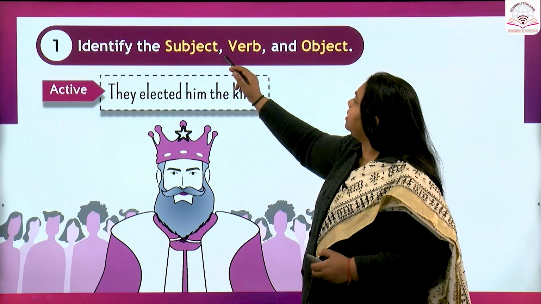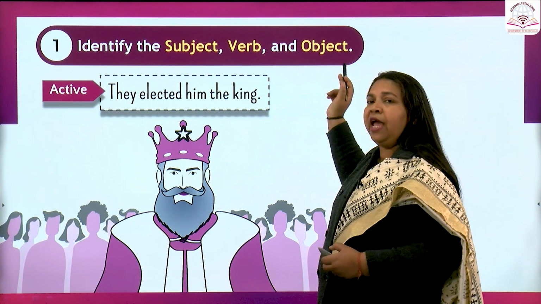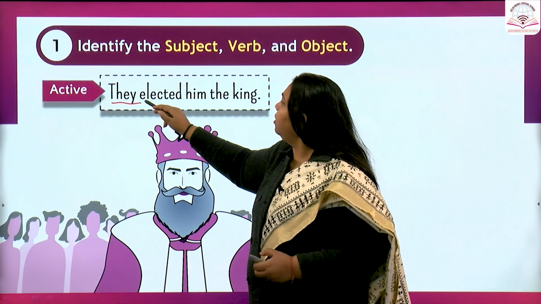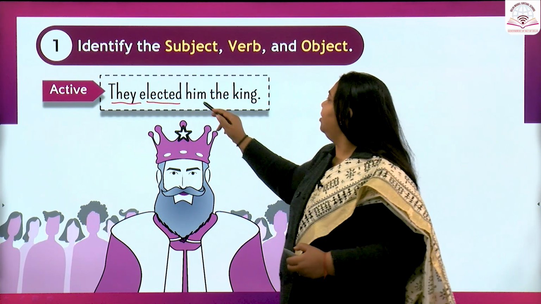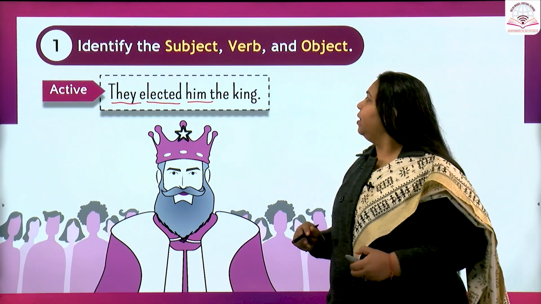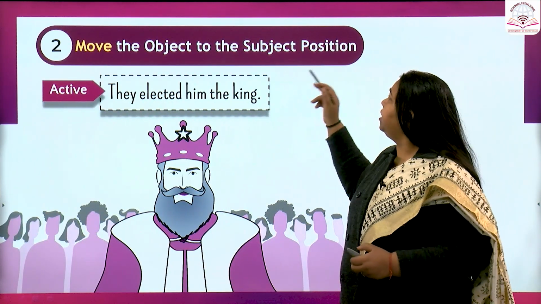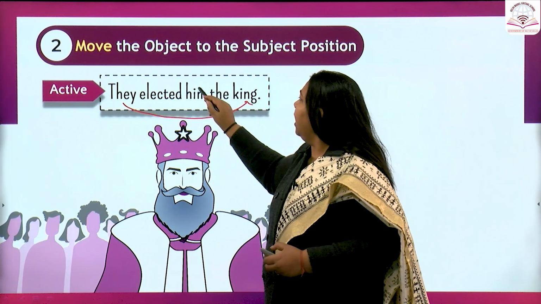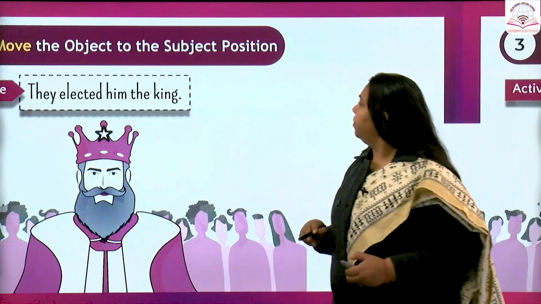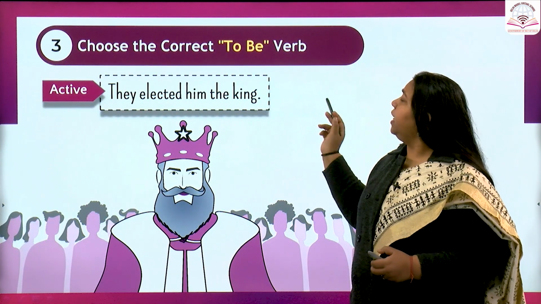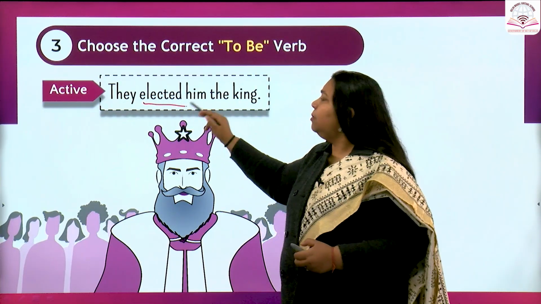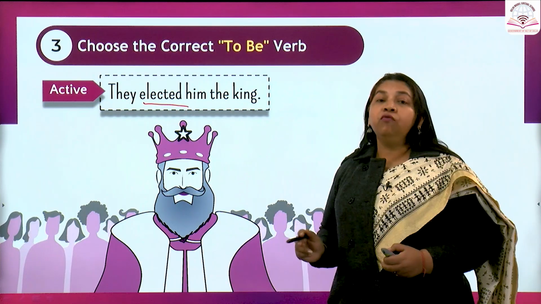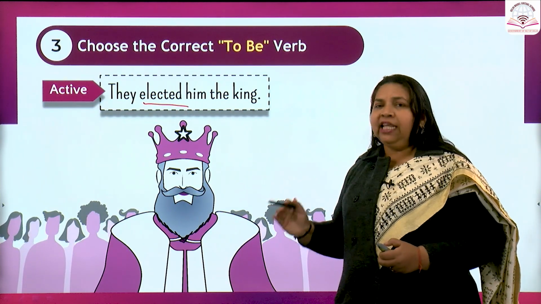So the first step is identify the subject, verb and object. Here the subject is they, and verb is elected, and the object is him. Now we have to move the object to the subject position. That is, they will come here and it will go there. Now choose the correct to be form. Now the verb is elected. So the to be form that will be used here is was. That is, was elected.